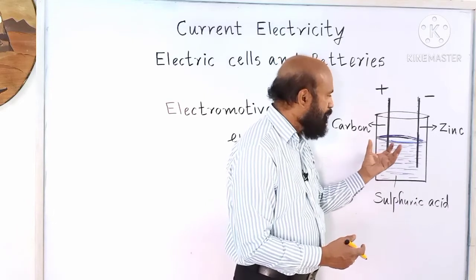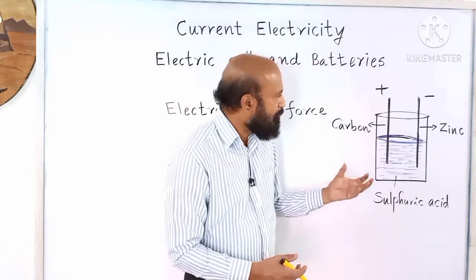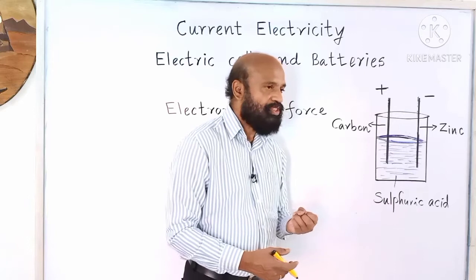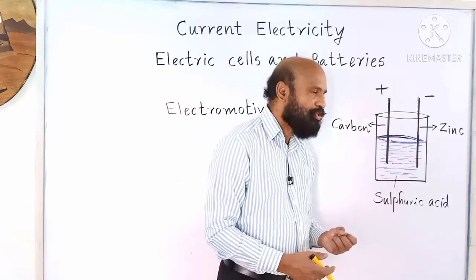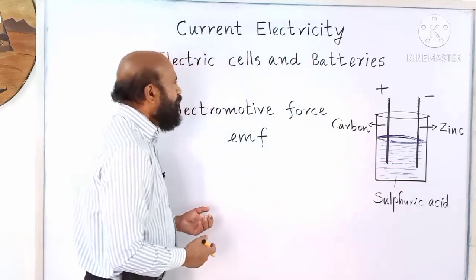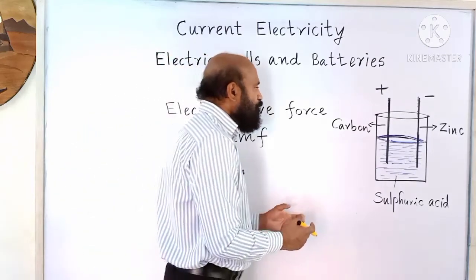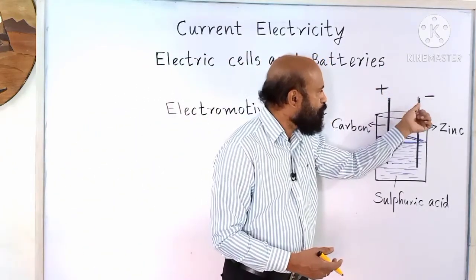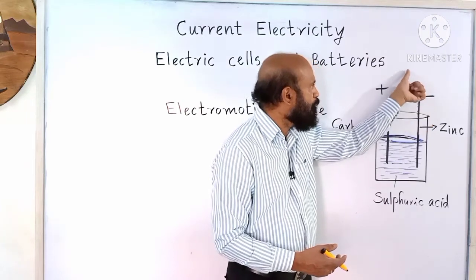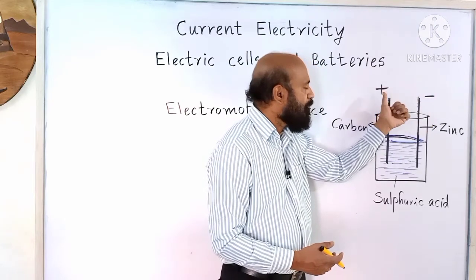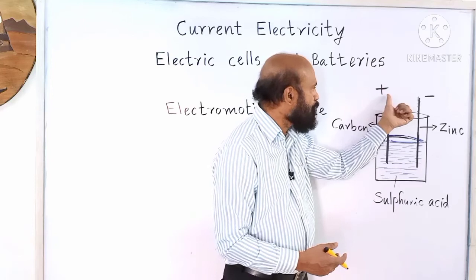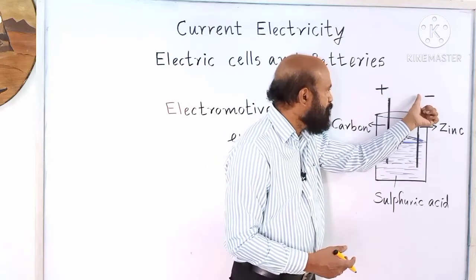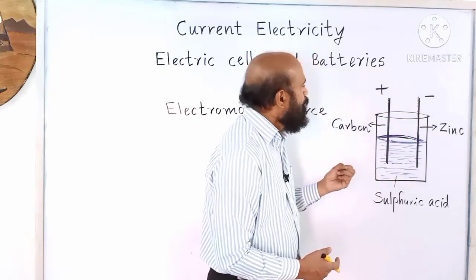So there will be a chemical reaction. An electric cell is a device which converts chemical energy into electrical energy. When this is connected to an external circuit, electrons will be flowing from the negative terminal to the positive terminal. Conventional current is from the positive terminal to the negative terminal.